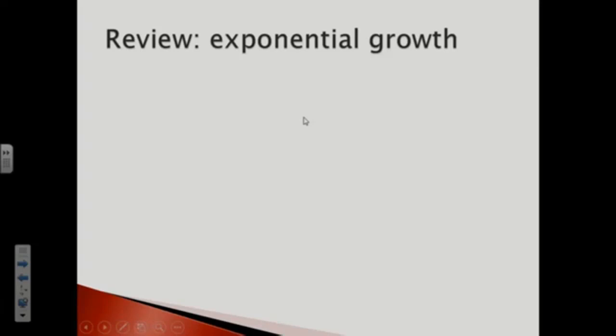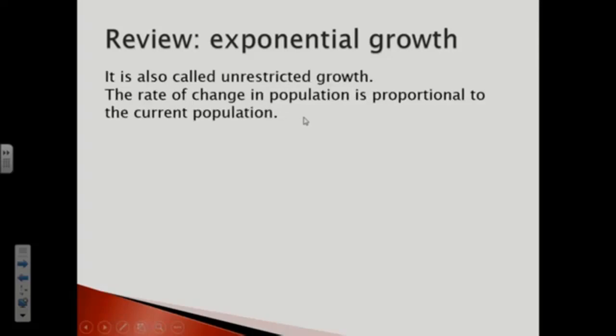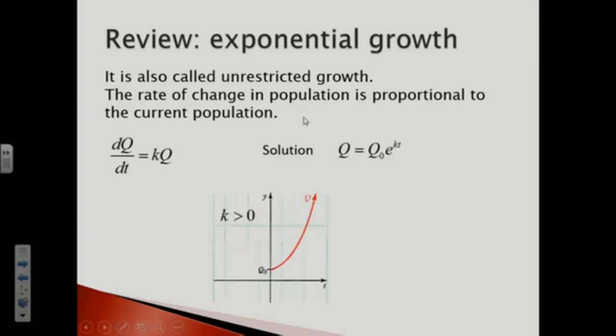When the population Q(t) of a colony is small, it is reasonable to expect the rate of change in population is proportional to the current population. In other words, dQ/dt = kQ. The solution of this equation is Q = Q0 e^(kt), and it is called exponential growth. As long as the colony has plenty of food and living space, its population will obey this formula and Q(t) will grow exponentially. When k is greater than 0, the graph of Q is increasing, and when k is less than 0, the graph of Q is decreasing.